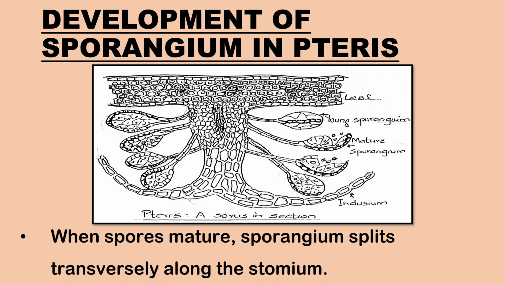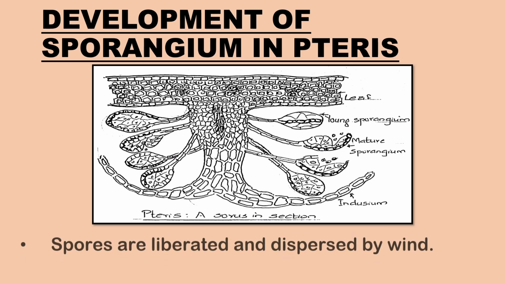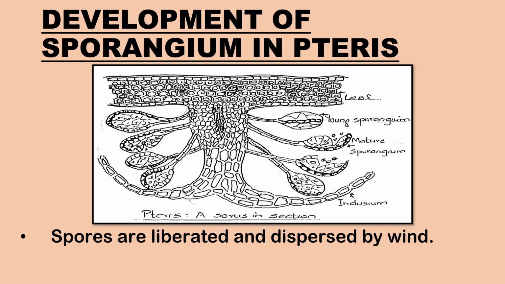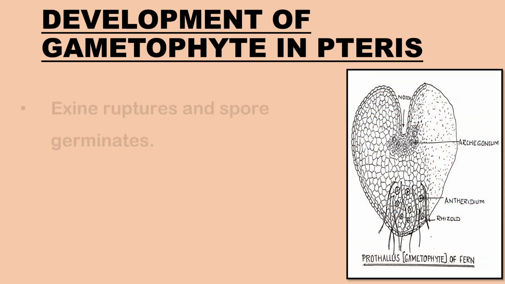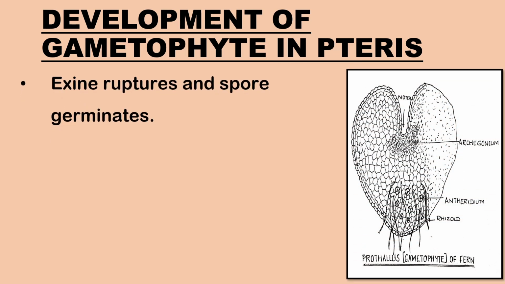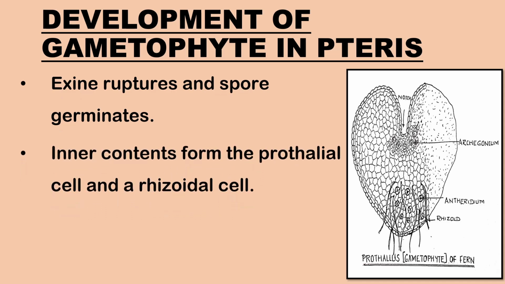When the spores mature, the sporangium splits transversely along the stomium due to shrinkage of cells of the annulus. The spores are liberated and dispersed by wind. Next is the development of the gametophyte. The spore germinates by rupturing the exine. The inner contents form the prothallus cell and a rhizoidal cell.